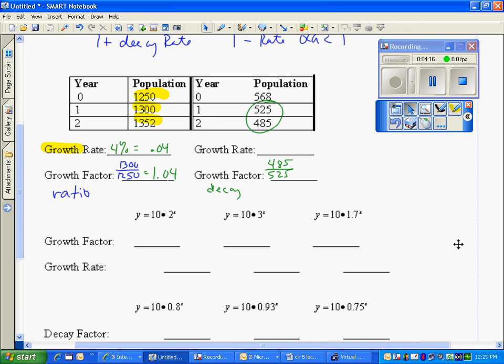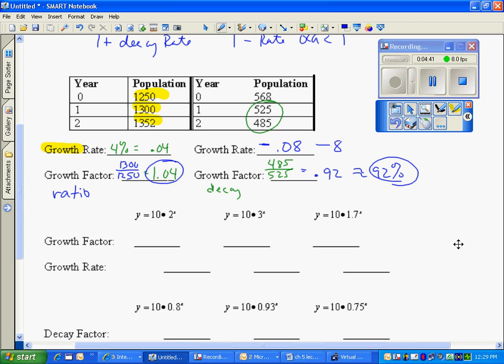So in this case, I was keeping 1.04, or 104%. I was growing. In this case, I'm only keeping 92%. So I am losing 8%. I'm losing 8%. I'm decaying by 8%. And I can see it's decay from one year to the next. I am declining or decreasing.